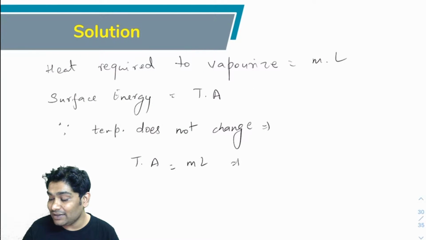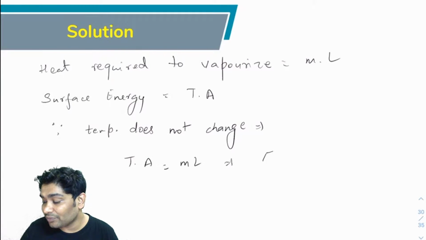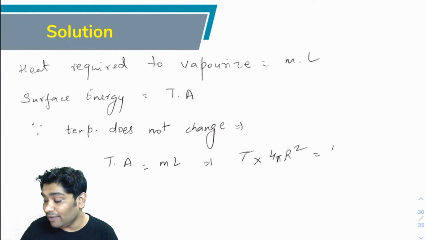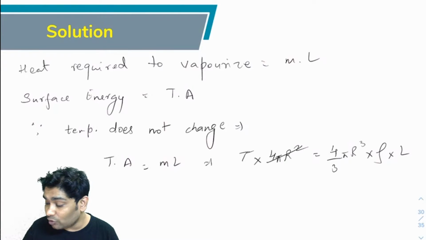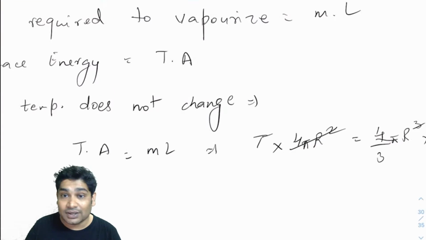Now it's very easy. T into 4 pi r square should be equal to M, which would be 4 by 3 pi r cube times rho times L. Okay, so 4 pi and one r disappears.